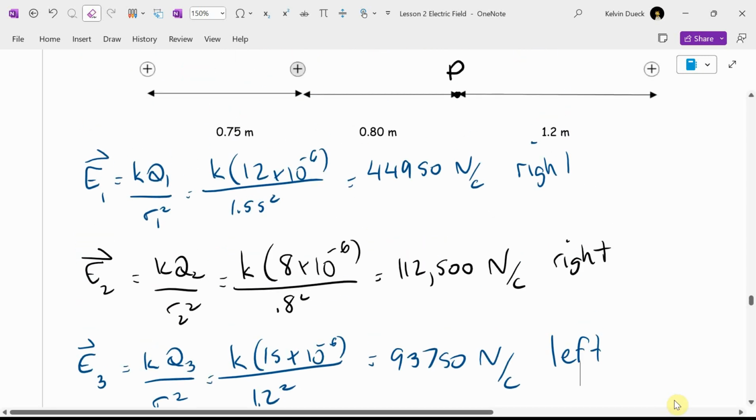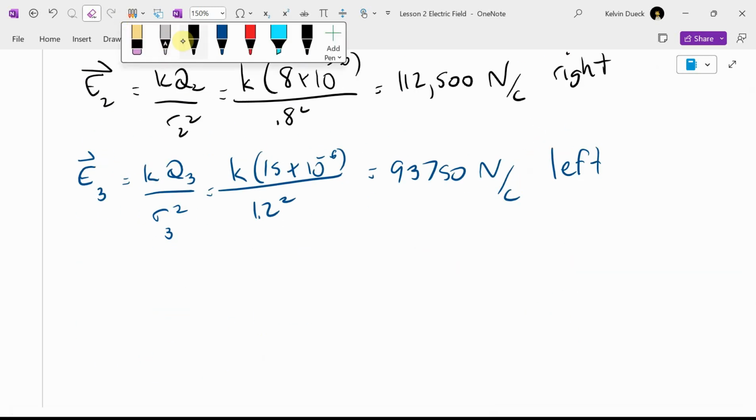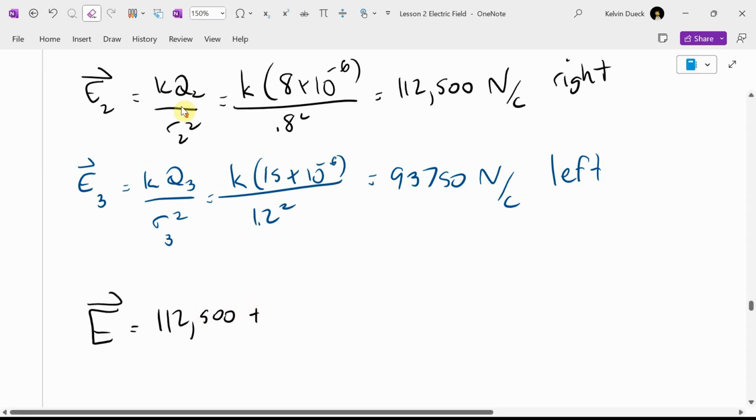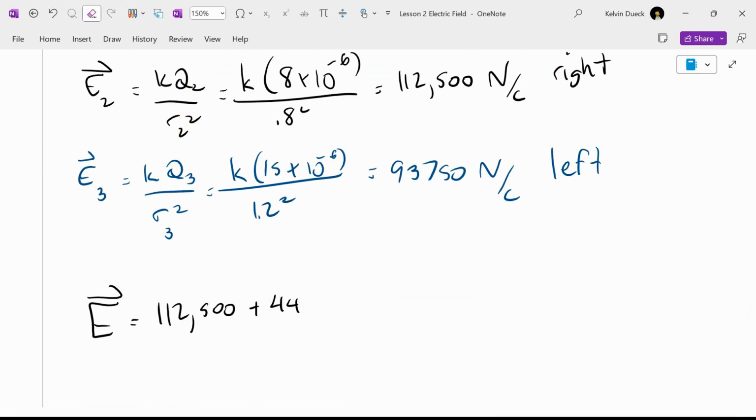How will I add 48,950 plus 112,005? Well, what direction is winning pretty clearly. So I'll call that positive, call the other one negative, and we'll do our usual winner minus loser shtick. So what's the net electric field or the total electric field? It's going to be 112,500 plus 44,950 minus 93,750. What'd you get?